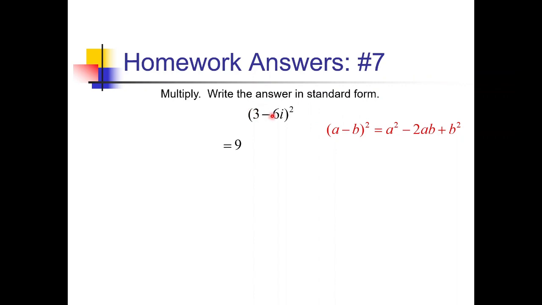So 3 times negative 6i is negative 18i. 2 times negative 18i gives us negative 36i. And then we square the last thing to get this b squared, so that would be a positive 36i squared. Now since i squared is really negative 1, this becomes a negative 36 at the tail end. 9 minus this 36 gives us a negative 27 out in front, and that negative 36i is just going to stay right where it is.